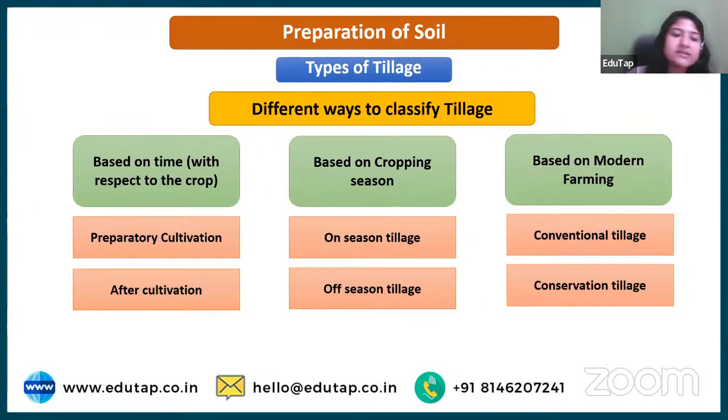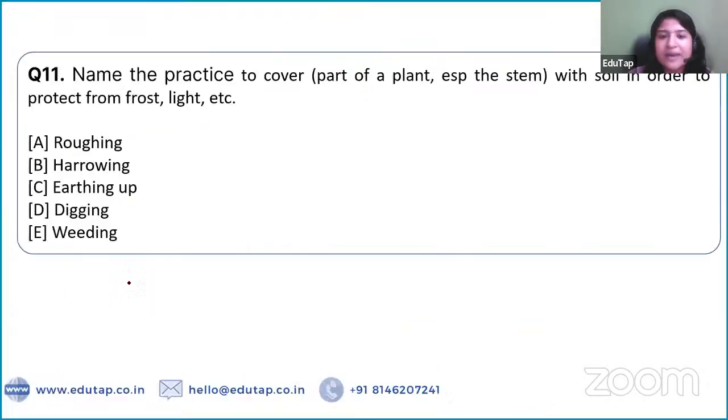Okay, now let's look at after cultivation. To understand that, first let's answer this question. Name the practice to cover part of the plant with soil in order to protect it. It can be protection from light, from frost, even from winds. What is it called? Anuj and Yuvraj are saying option C, earthing up. Yes, they are right, that is earthing up, it is the right answer.